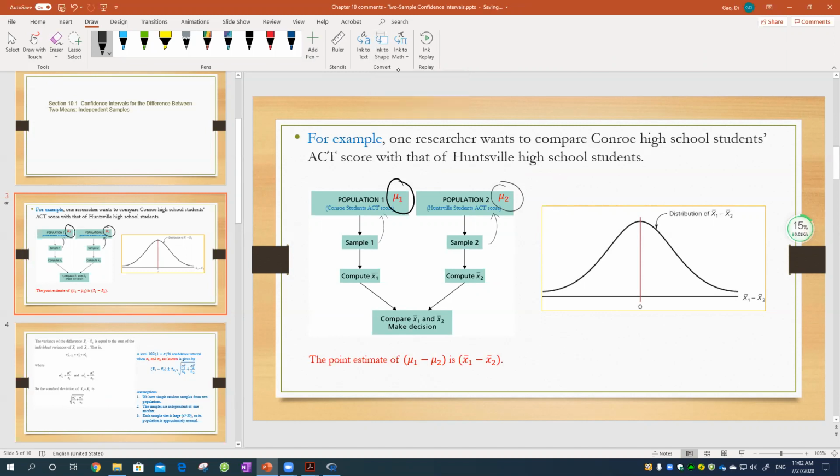Then we're going to say, for this study, the comparison is between the two populations. The researcher wants to compare Conroe High School students' ACT score with that of Huntsville High School students. Then we actually want to look at mu1 minus mu2, which is the population mean difference.